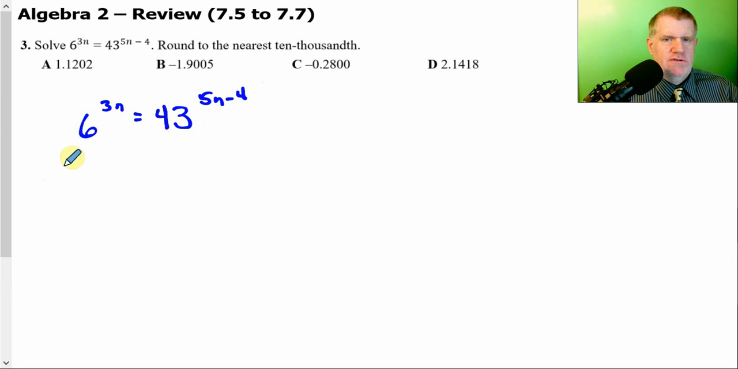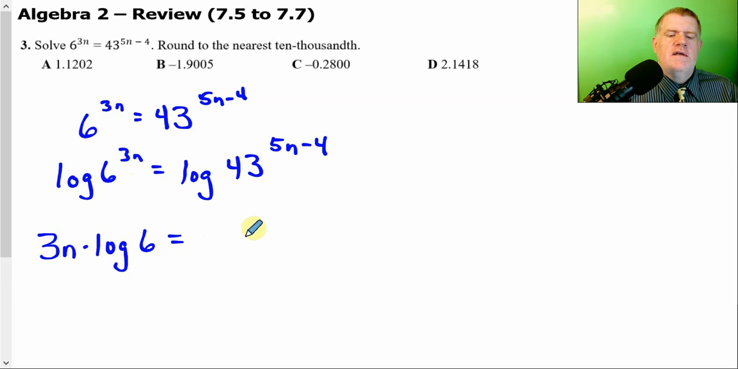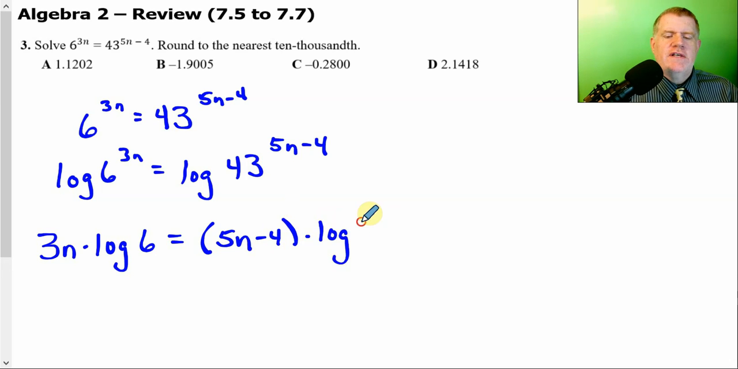I don't care if you use a natural log or a common log, whichever you prefer. We'll do the common log of both sides. When I do that, what does that allow to occur? It lets these exponents now become multiplication problems. Now we have no exponents, so we can solve this like a linear equation.